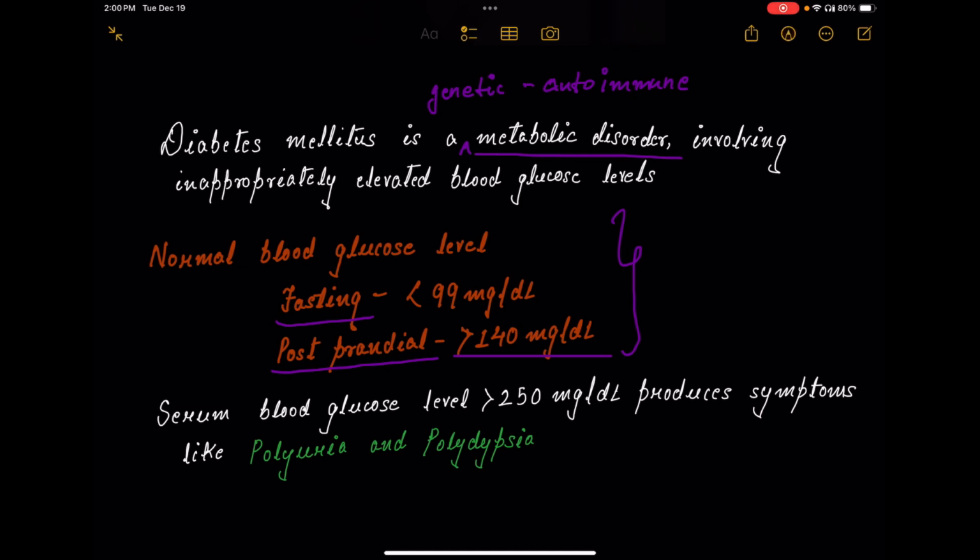And if the serum blood glucose level increases up to 250 milligram per deciliter or more, then that patient will produce symptoms like polyuria and polydipsia. Polyuria means the frequency of urge to urinate increases, and polydipsia means increased thirst.